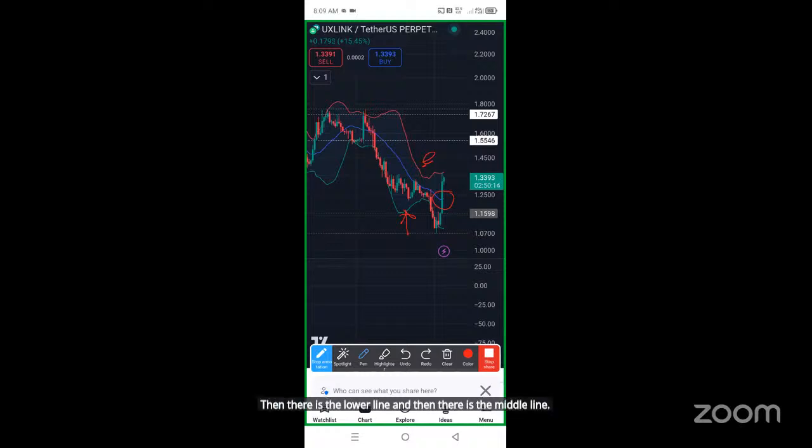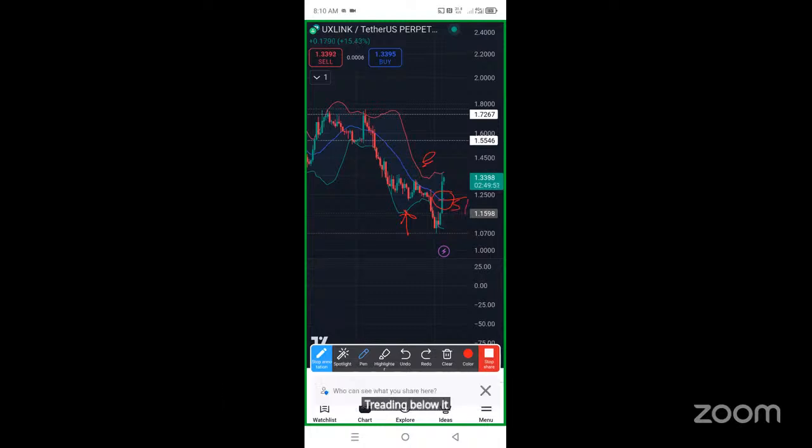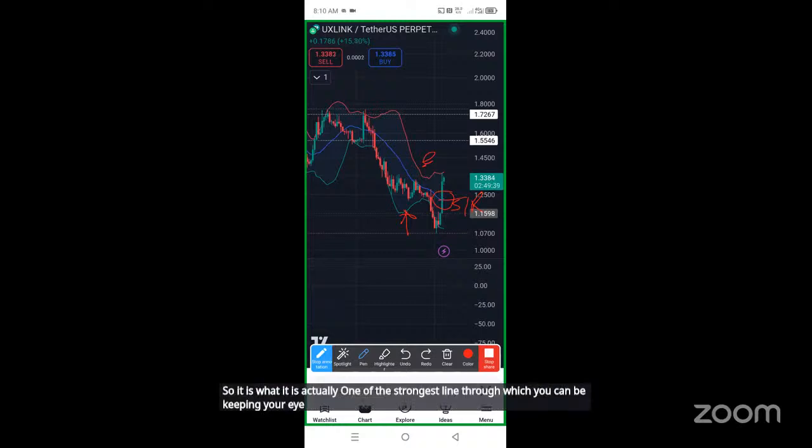The middle line is the moving average. But at the same time, it also acts as a support and resistance depending on where the market price is. If the market price of that coin is trading above the middle line, it becomes a support. If it's trading below it, it acts as a resistance. So it is actually one of the strongest lines you can keep your eyes on in the course of the market price movement.